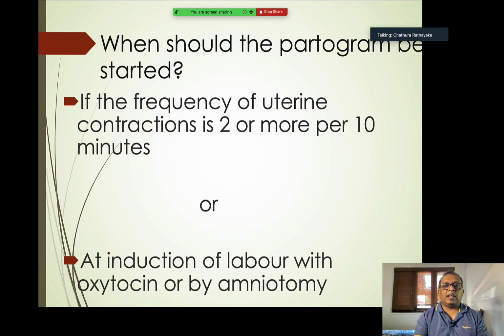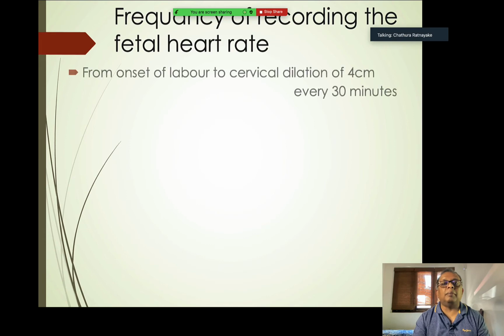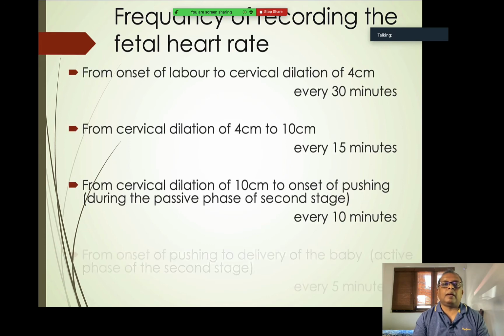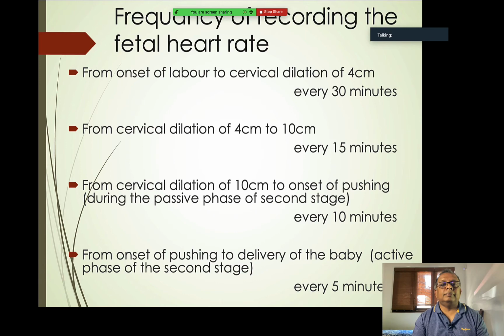So, when should we start the partogram? The normal timing is when the frequency of uterine contractions is 2 per 10 minutes or more. Or if you are starting syntocinon or augmentation, you need to start it. If the patient is in spontaneous labor, usually we start the partogram at 4 centimeters dilatation. Fetal heart rate recording, these are the minimum standards.